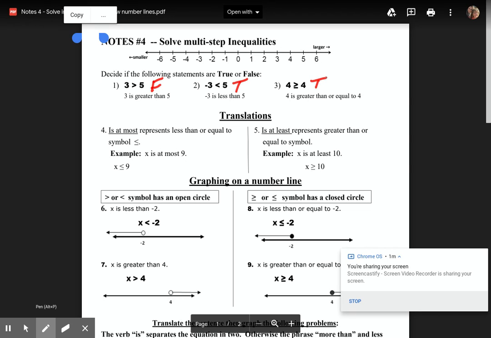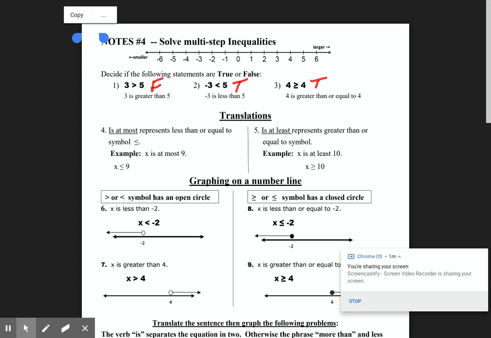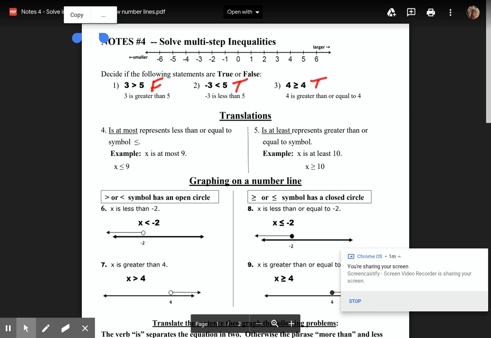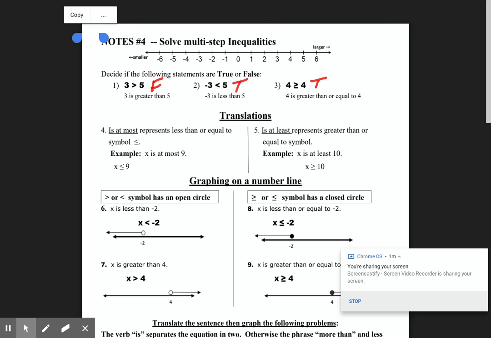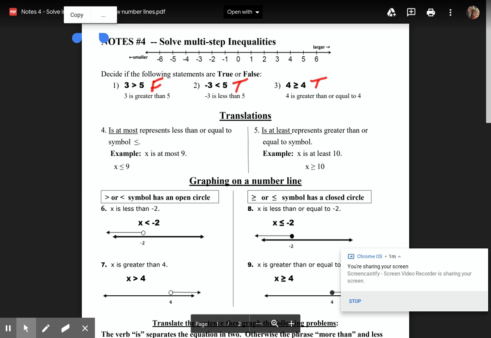Number 4, if you have the phrase is at most, it represents the less than or equal to symbol. So for example, x is at most 9. So that's how you would write the inequality expression there. X is less than or equal to 9. On number 5 over here, is at least represents the greater than or equal to symbol. So the example would be x is at least 10. So this is the way that you would write your inequality symbol.